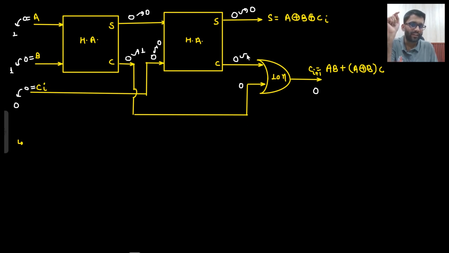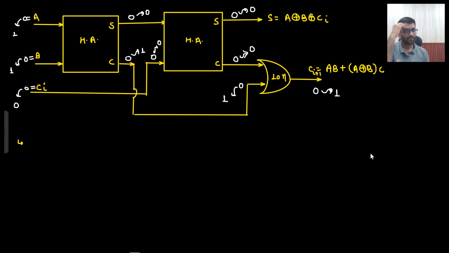And what will be the carry? This is 0, okay. And what will be the carry here? If 0 plus 0 is being added, so this carry is also 0. Now this 0 has become 1. Basically this 0 has become 1. So what will this output become? This output will become 1.